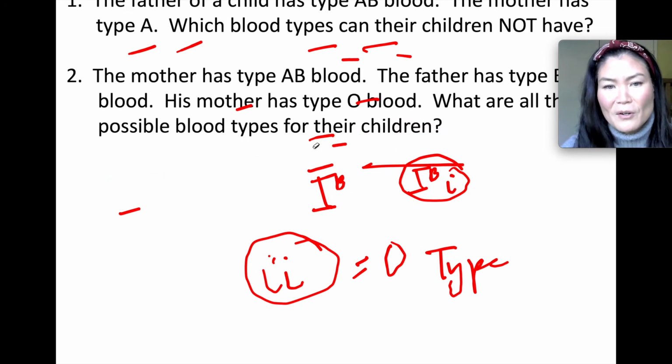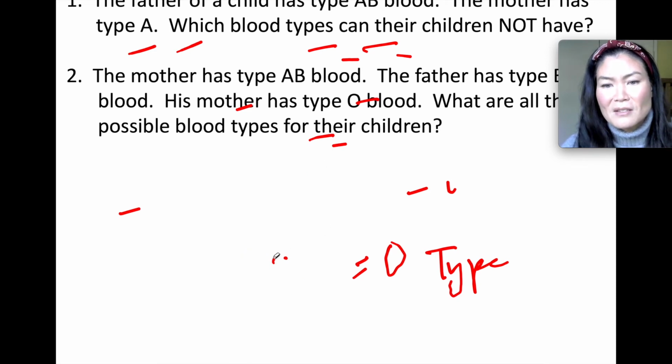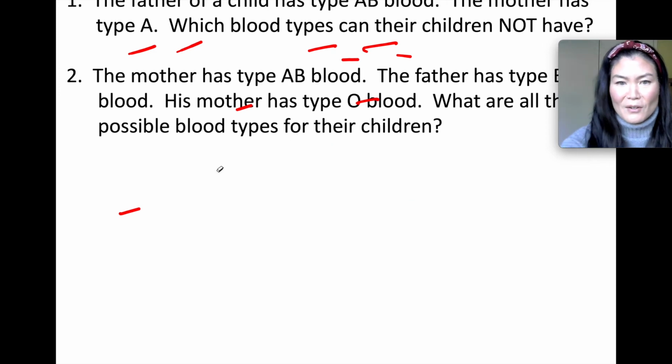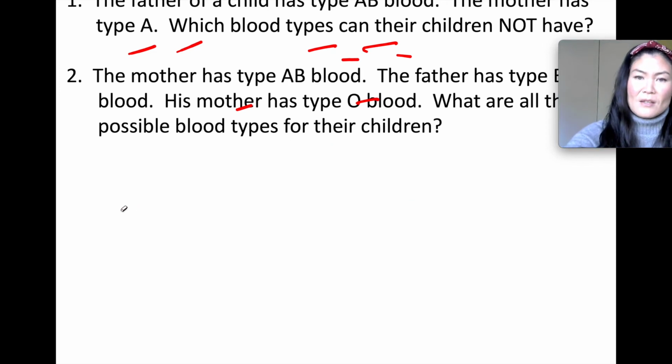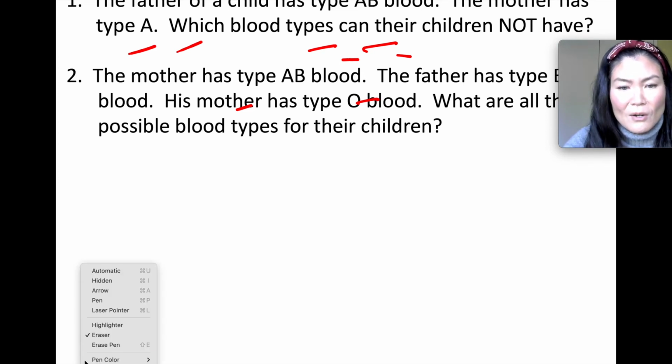Okay, so let me go ahead and I wonder why it's not erasing some of the lines. Alrighty. So the mother has AB blood type. I'm trying to get the pen to show up. Come on. Oh my gosh, what is going on here? Okay, there we go. All right.